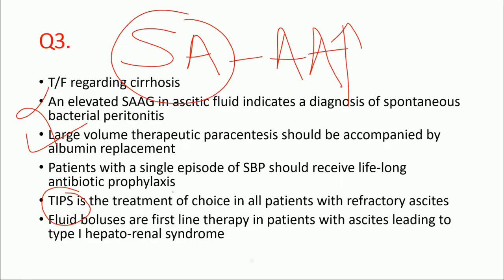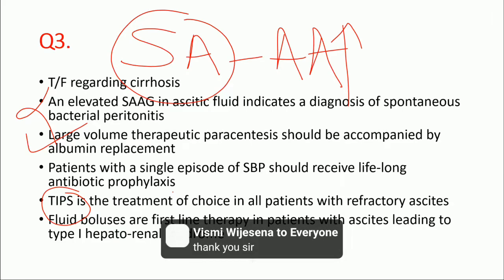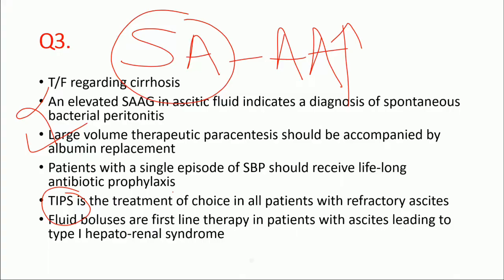Another important MCQ point and clinical point about SBP is, if you have a patient who has had at least one episode of SBP in their life, they need to be on lifelong SBP prophylaxis. So if SBP has occurred even once, you need to give them a lifelong prophylactic regime. The drug of choice is levofloxacin, which is used most of the time, every day. Cotrimoxazole is another drug that we use. So lifelong antibiotic prophylaxis is true.